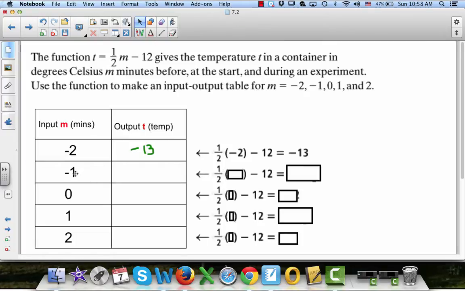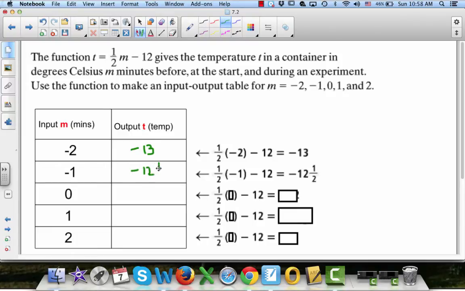Then we do the same thing for the negative 1. Instead of the m, we put negative 1, and we go 1/2 times negative 1 gives us negative 1/2, minus 12 gives us negative 12.5. And then we come over here and we put negative 12.5. And we do the same thing for the rest of the way.